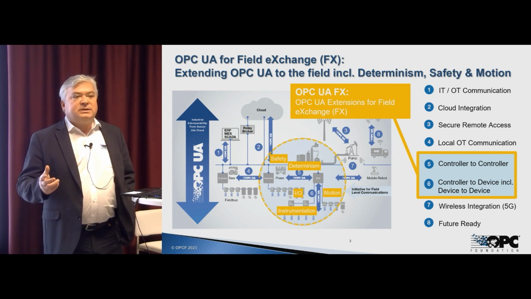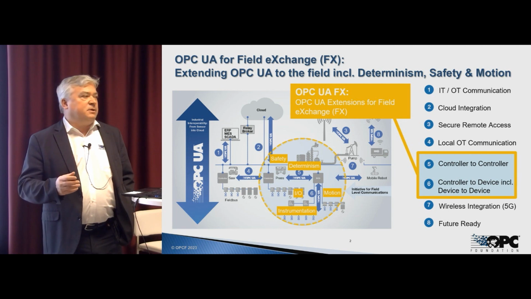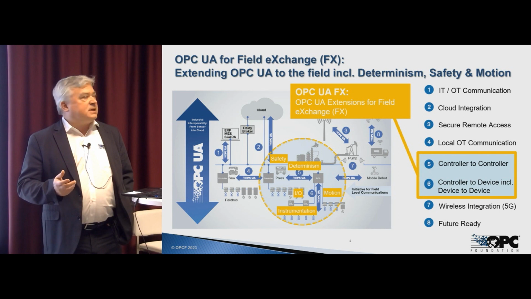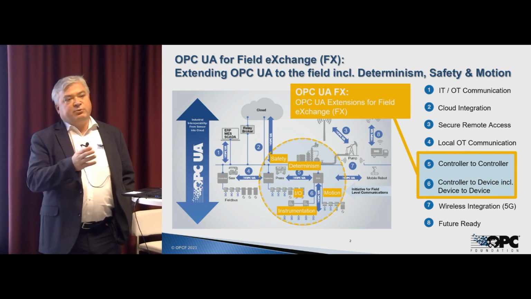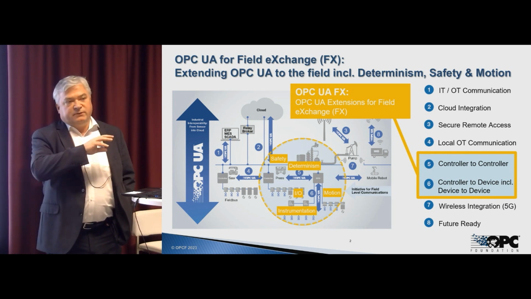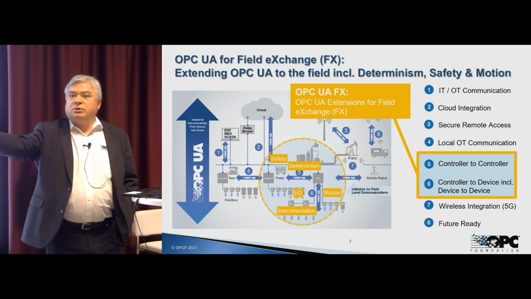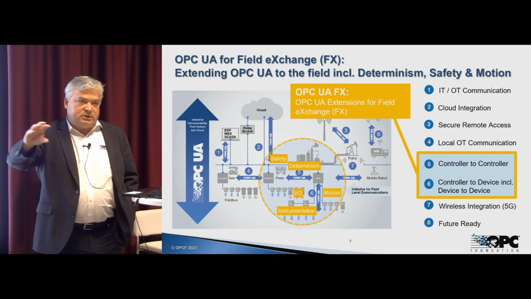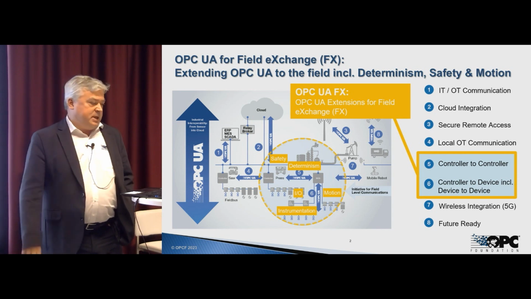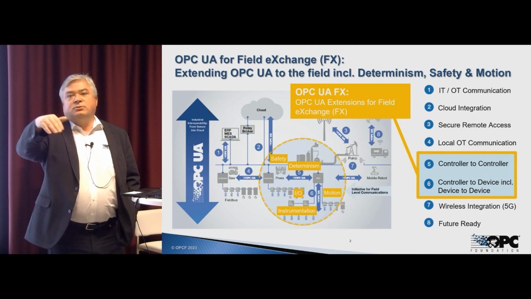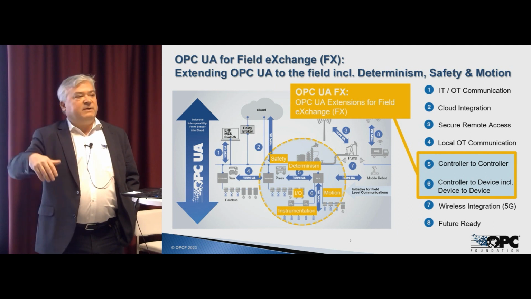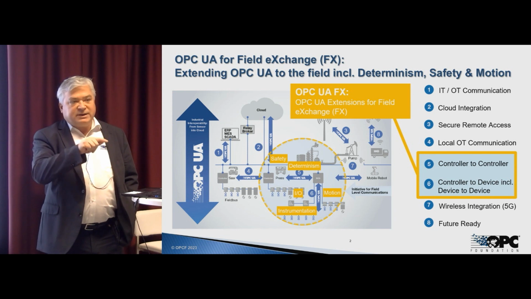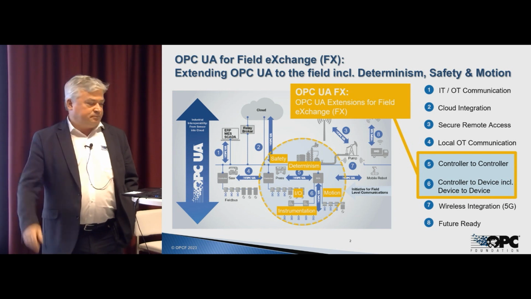Because of this complexity, the initiative, which consists in the steering committee of 25 companies, has decided at an early time to separate the work in two steps. First step is doing the controller-to-controller connectivity, so the horizontal connectivity between controllers, and then extend to all the field devices, which is what we name controller-to-device, also including the direct device-to-device communication.